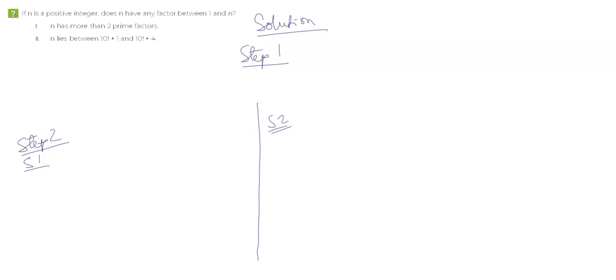In this question, it is given that n is a positive integer. So what we can write is that n is greater than 0 and n is an integer. And we need to find out, does n have any factor between 1 and n?